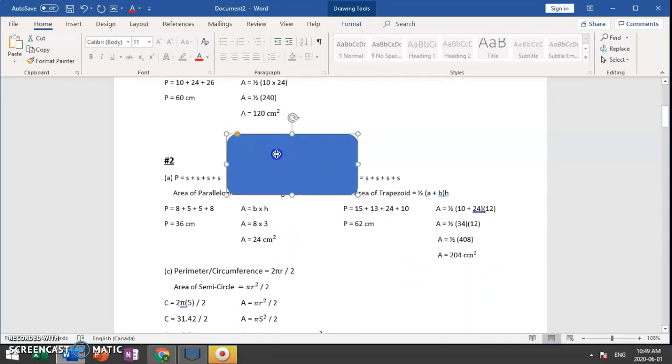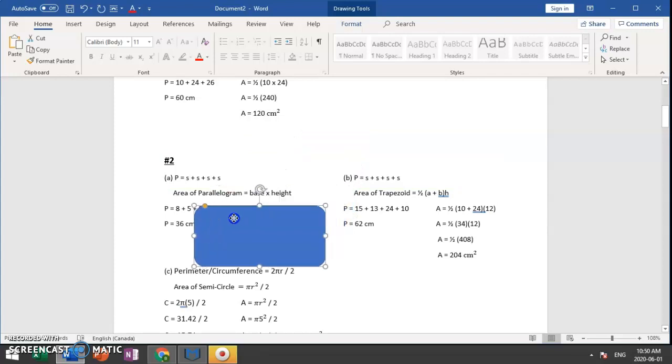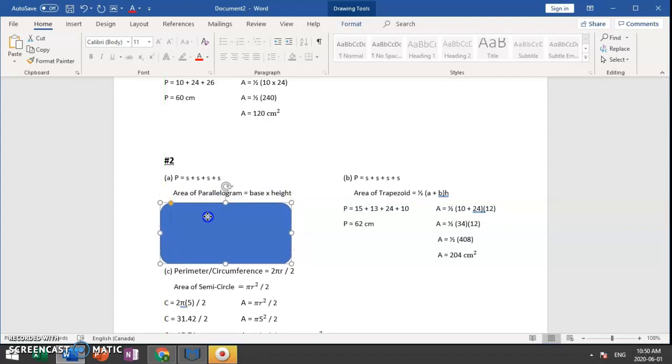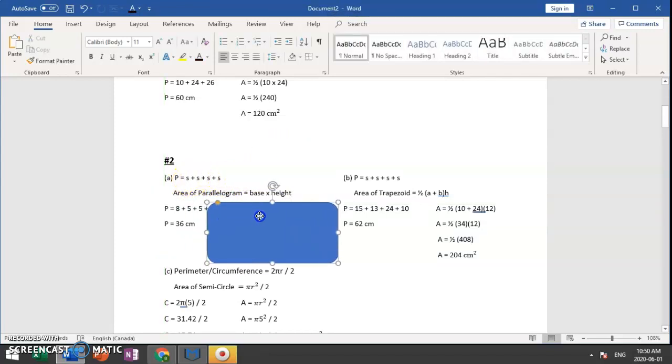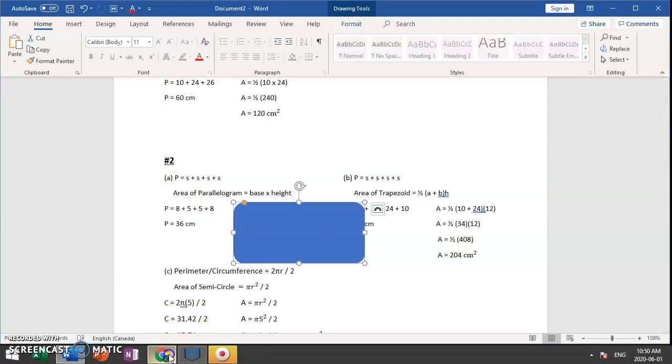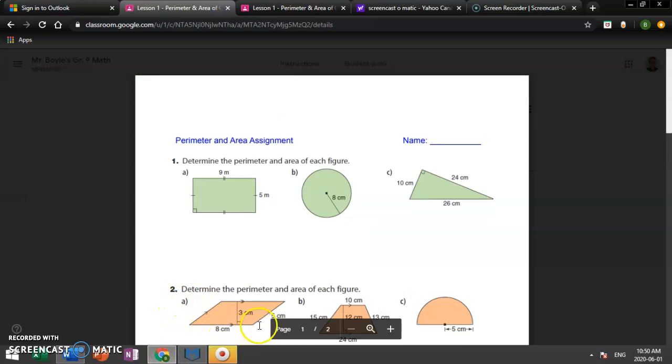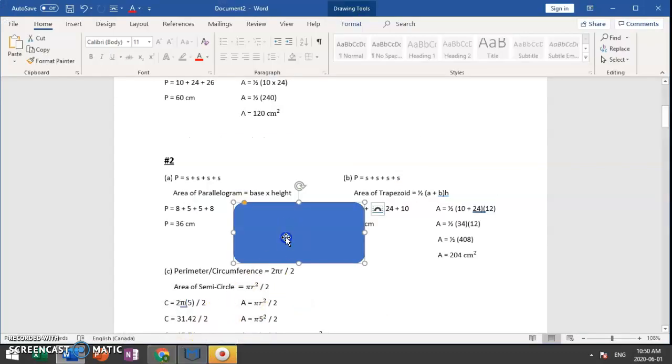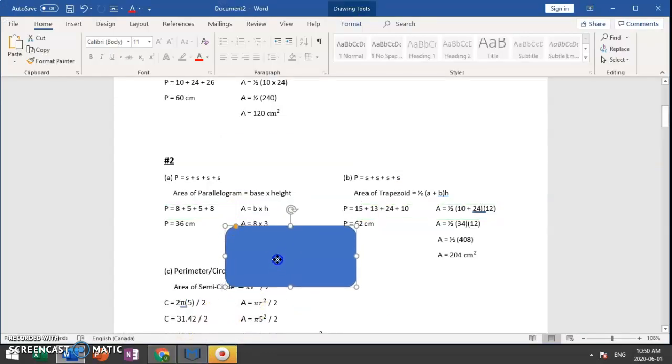Number 2 kind of takes that and makes it a little harder using different shapes. So we use a parallelogram for this example. For perimeter, we're still just going to add the lengths of all 4 outer sides. So if we do that, 8 plus 5 plus 5 plus 8, that's 36 centimeters, right? 8 plus 5 plus 8 plus 5. Simple enough. For area, we're going to do just base times height.